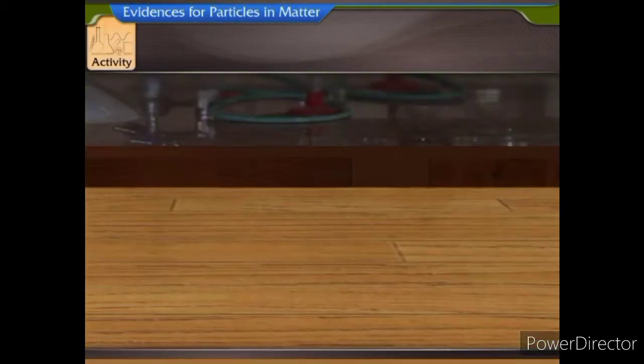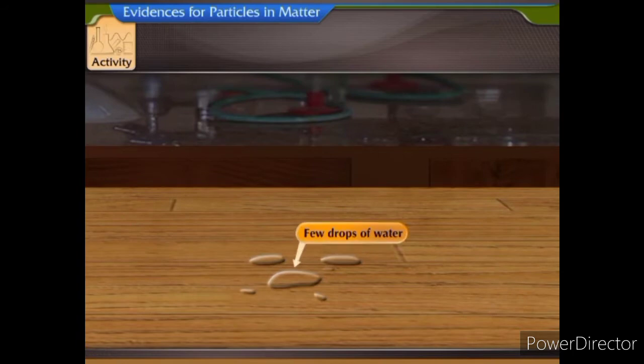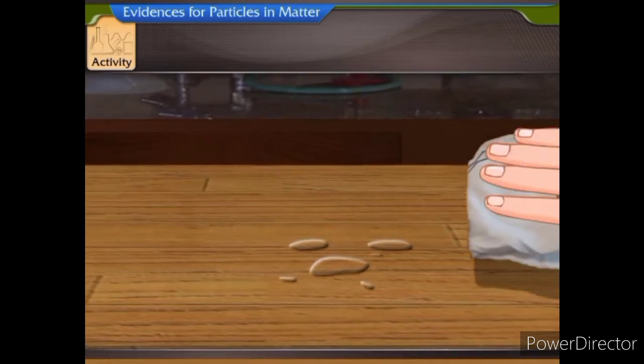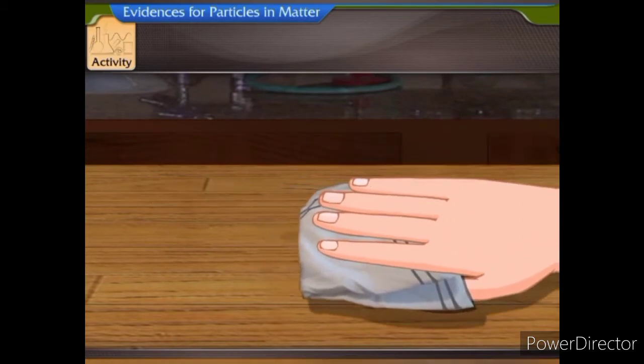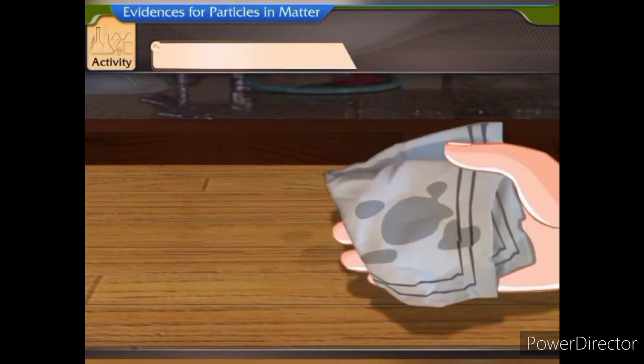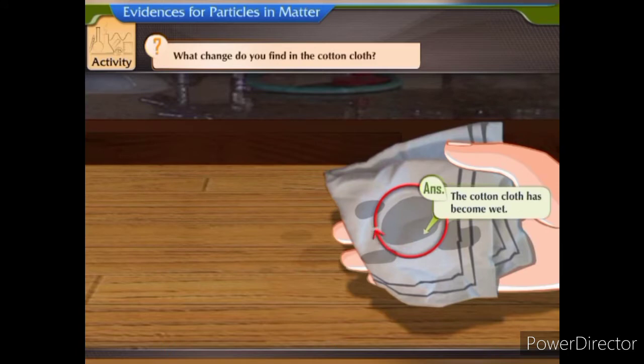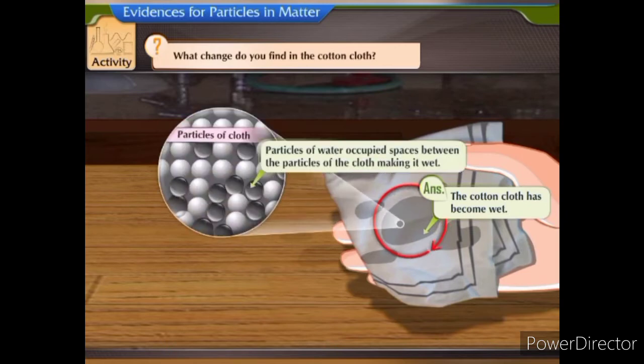Try another activity. Pour few drops of water on the table. Wipe it off with a cotton cloth. What change do you find in the cotton cloth? The cotton cloth has become wet. The cloth and water are made of tiny particles. Particles of water occupied spaces between the particles of the cloth, making it wet.